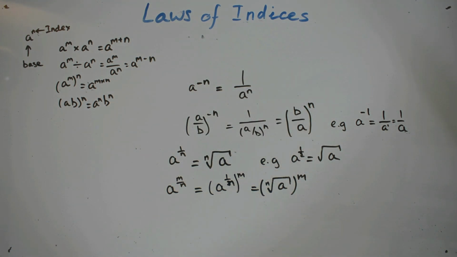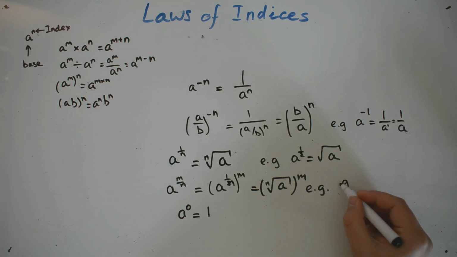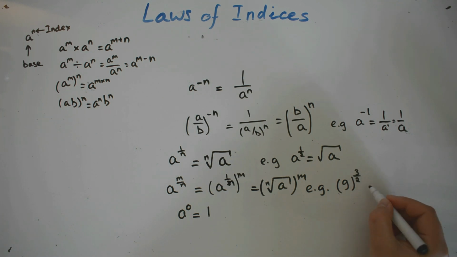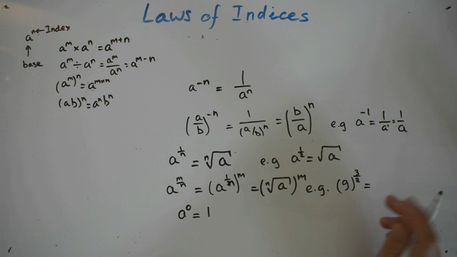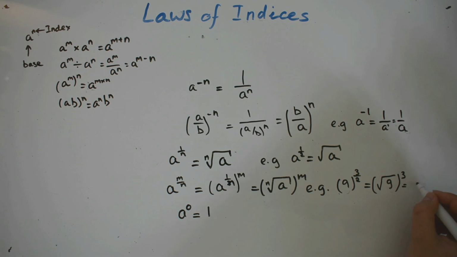And the final rule we're gonna look at is a to the power of 0 is 1. That is true for all a. An example of the previous one, where you just look at the actual number, so we have 9 to the power of 3 over 2. Okay, that is 9, not a g. A lot of people find my 9 confusing, sorry. So it will be the square root of 9, and it will be all to the power of 3. Again, it's 9, not a g. So the square root of 9 is 3, and 3 cubed is 27.